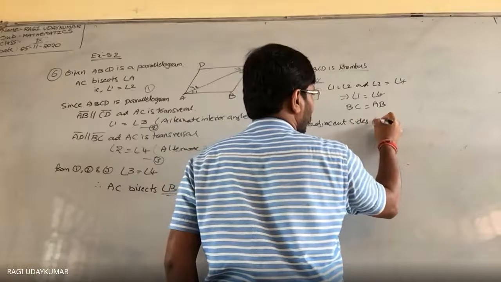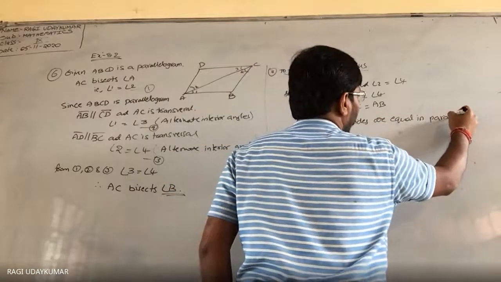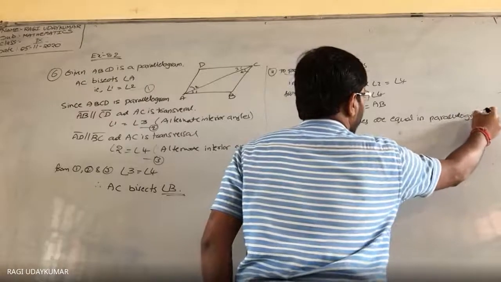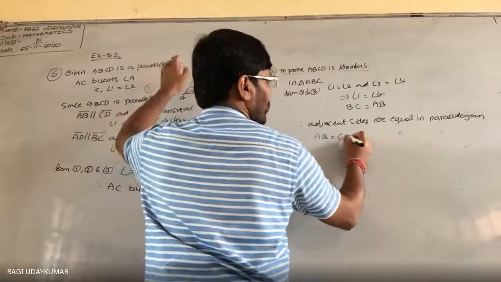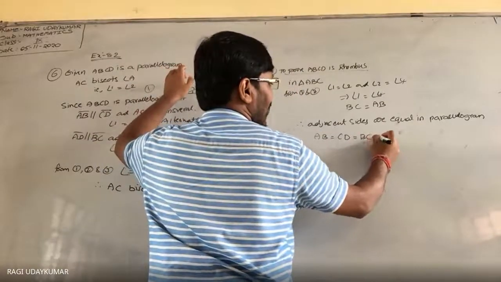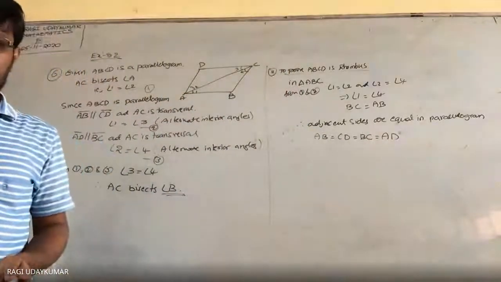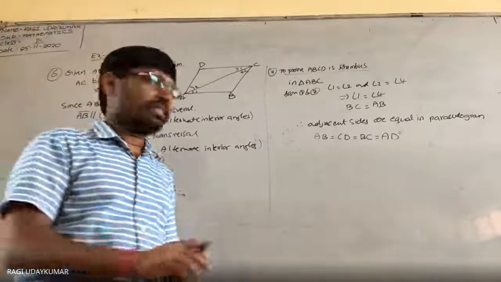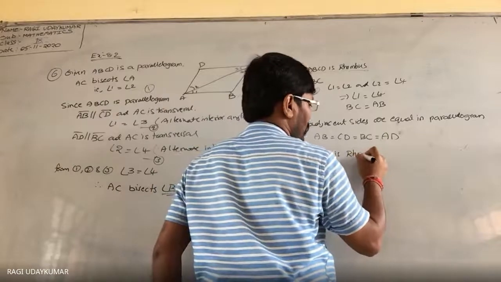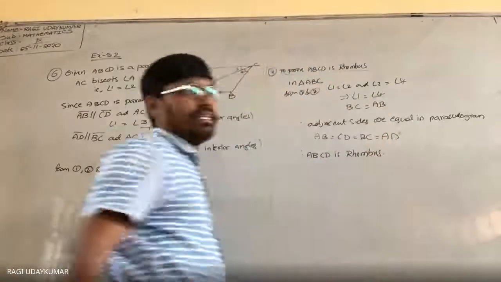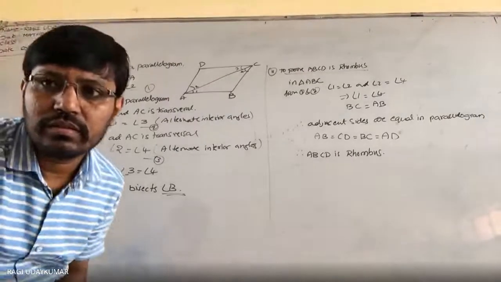Adjacent sides are equal in a parallelogram. So AB is equal to CD and BC is equal to AD. So all the sides are equal. So when all the sides are equal, you can say that therefore ABCD is a rhombus. ABCD is a rhombus. Understood? Okay?